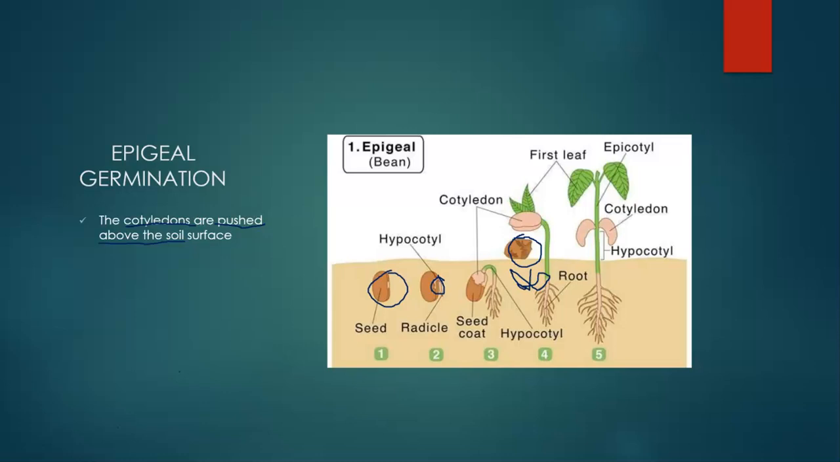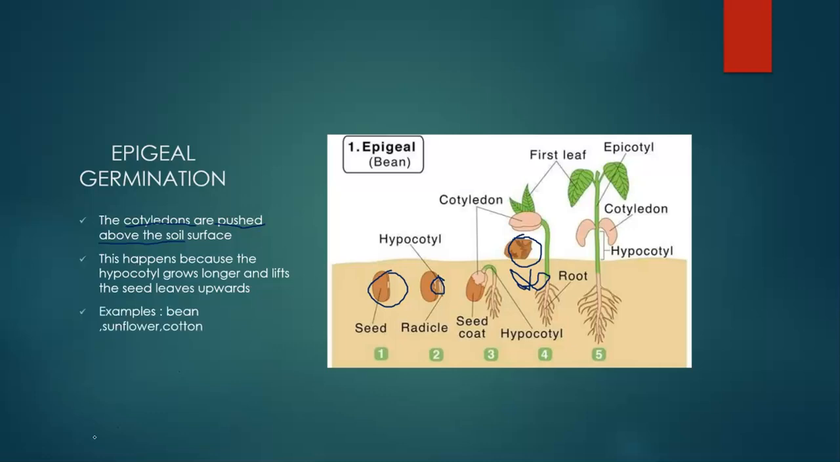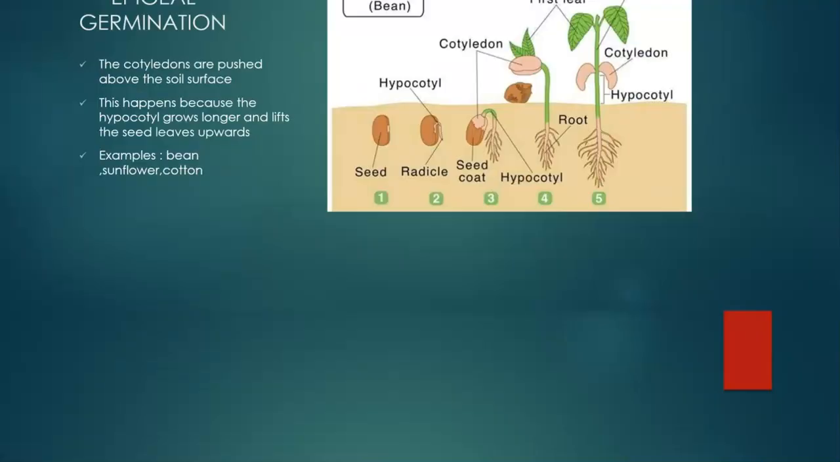Let us dive a bit into another context. This happens because the hypocotyl grows longer and lifts the seed leaves upwards. So this diagram represents epigeal germination in beans. Examples of these are beans, sunflower, and cotton as well.